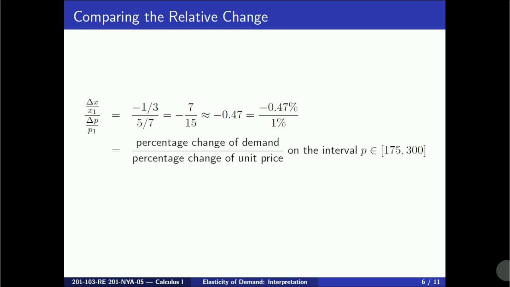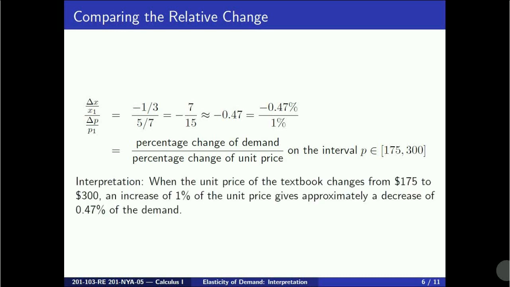The concept of elasticity of demand comes from the result obtained by comparing the relative changes of demand over the unit price. We therefore want to compute delta x over x1 and divide it by delta p over p1. This gives, in our example, minus a third divided by 5/7, or minus 7 over 15, which gives approximately minus 0.47. We can write this number as minus 0.47% over 1%. This way we can interpret that number as the percentage change of demand over the percentage change of the unit price, setting this last percentage to 1.